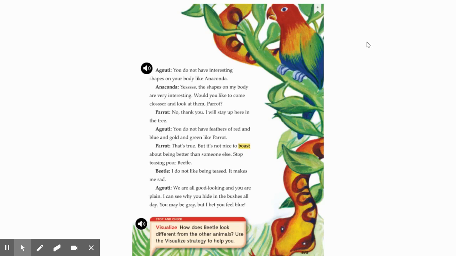Wow. Agouti is being even meaner. And I'm wondering, why is Agouti picking on Beetle? But something happens on this page. For the first time, some of the other animals begin to push back and stick up for Beetle. Do you remember hearing that, class? Which animal stood up for Beetle?